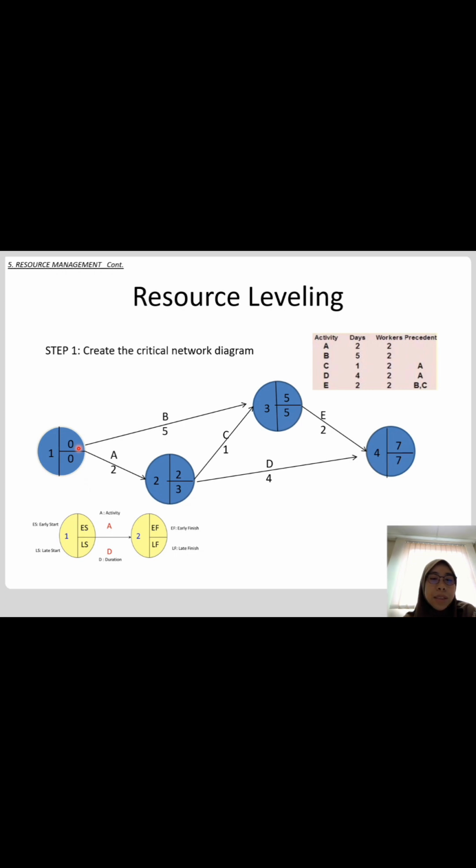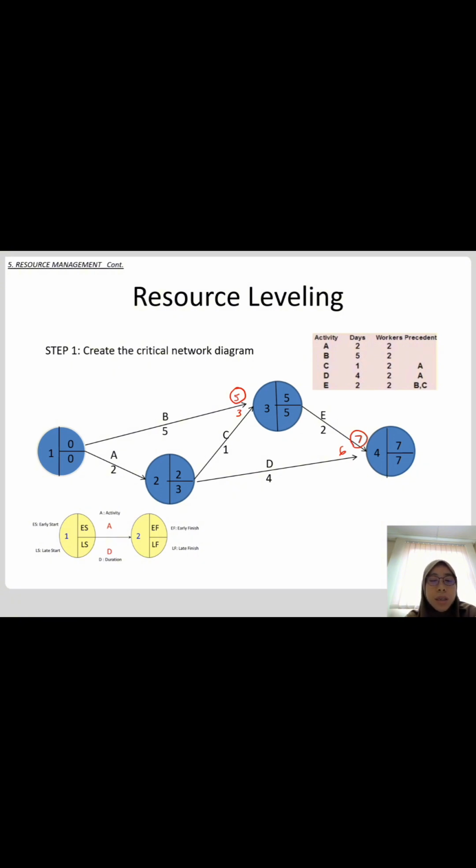Forward pass: 0 plus 2 is 2. 0 plus 5 is 5. 2 plus 1 is 3. So here, 5 or 3, you choose the highest, which is 5. So 5 plus 2 is 7. 2 plus 4 is 6. So you choose 7.